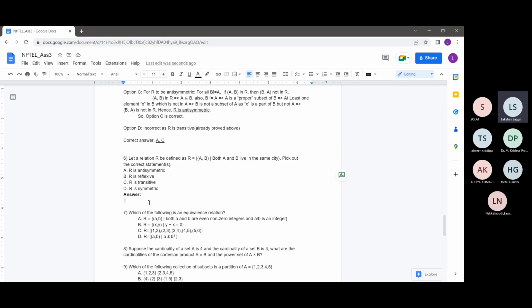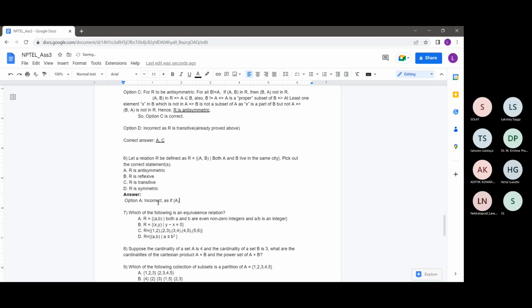So R is antisymmetric. Let's see if that's right. What is antisymmetric? If A comma B is in R, then B comma A should not be in R. But here, if A comma B is in R, this means that A and B live in the same city. So this would mean that B and A also live in the same city. Let's say me and you live in the same city. This also means that you and me live in the same city, right? The ordering does not matter. So if A comma B is in R, then B comma A would be in R. So R is not antisymmetric. So option A is incorrect.